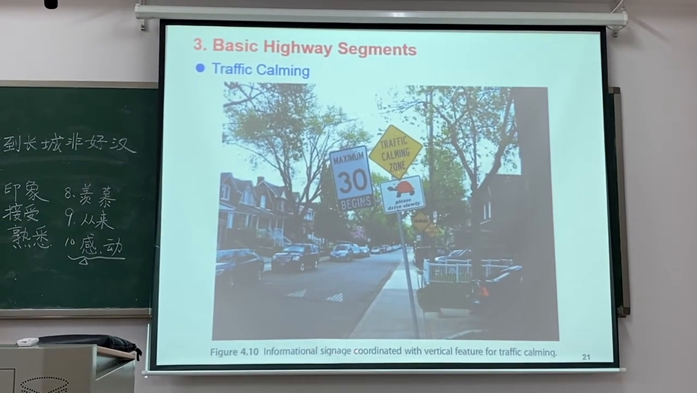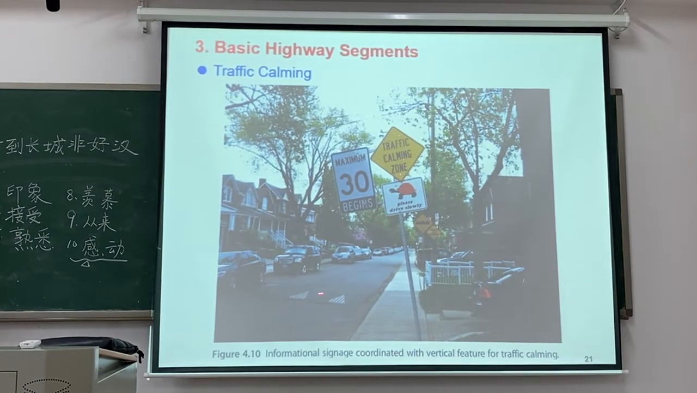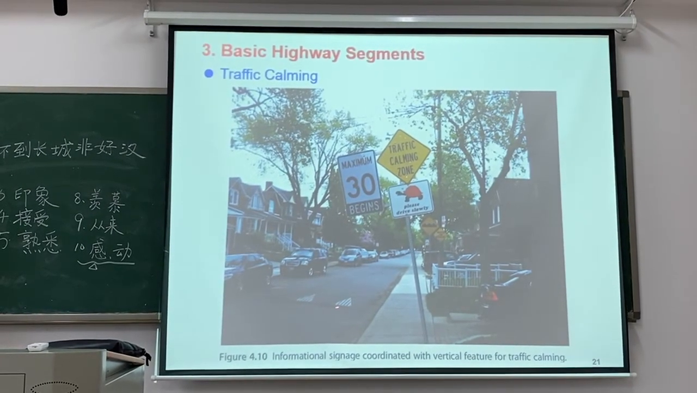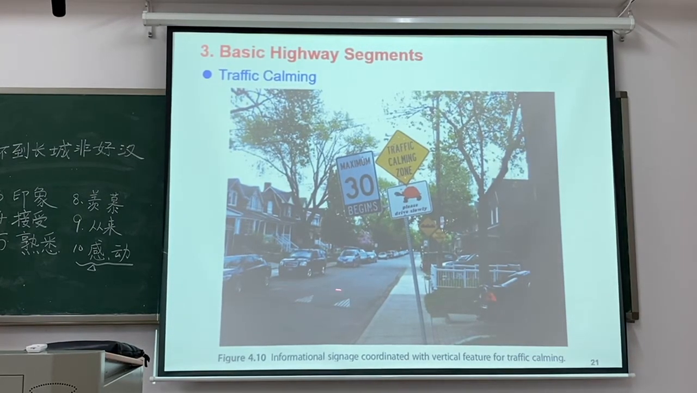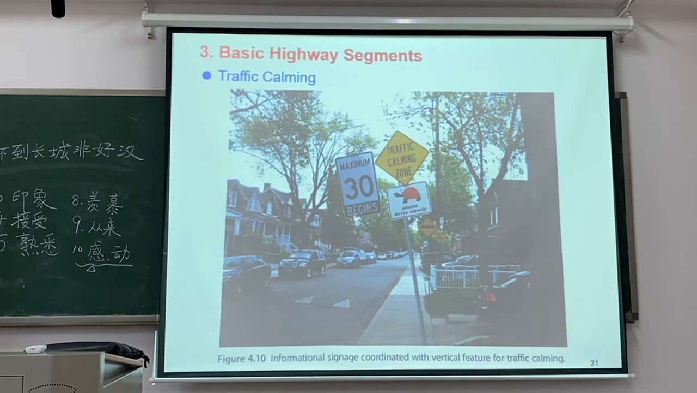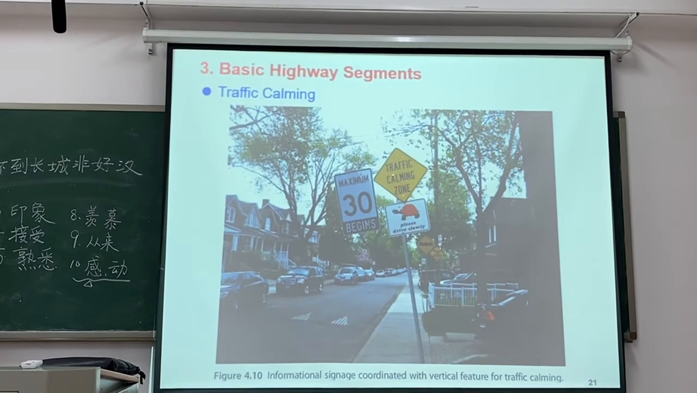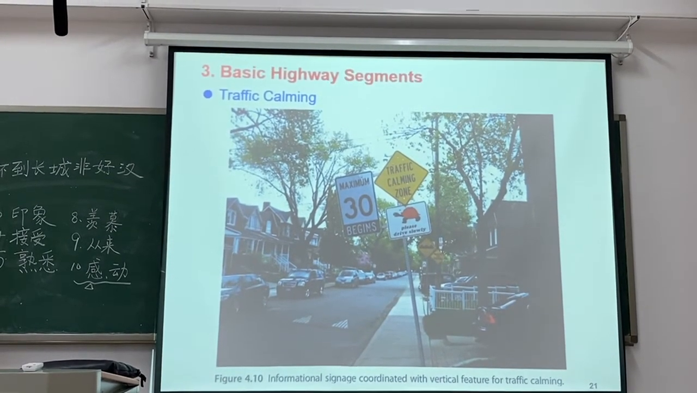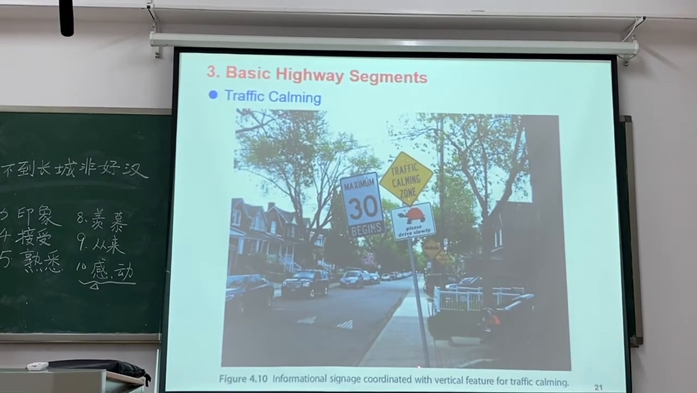Informational signal coordinated with vertical features for traffic calming. We build this informational signal like this, to mark the traffic calming zones. For information, it is coordinated with vertical features for traffic calming.